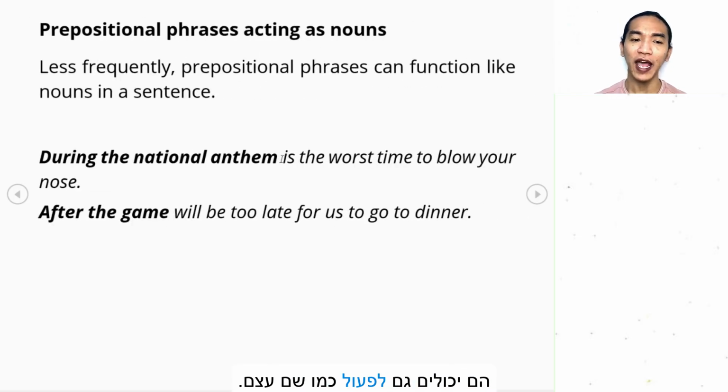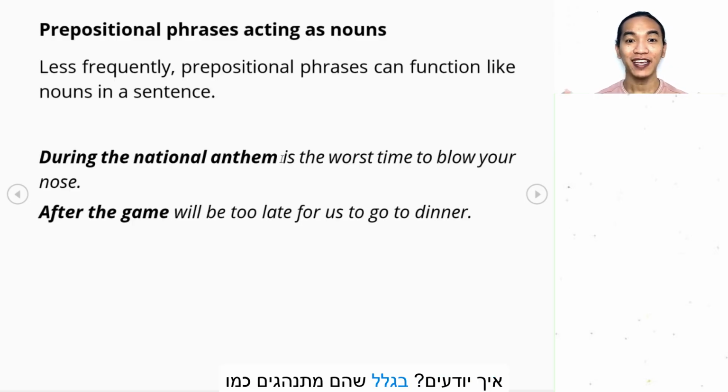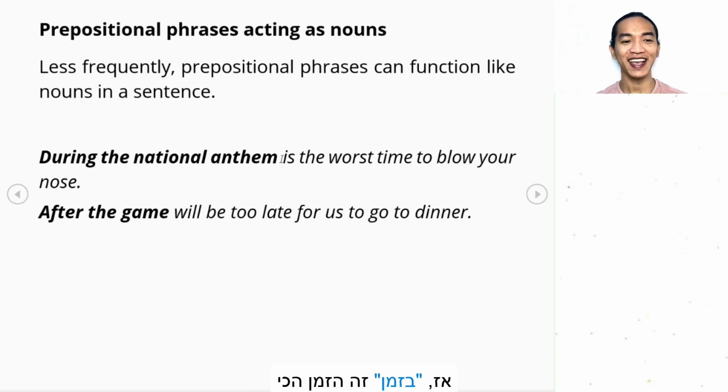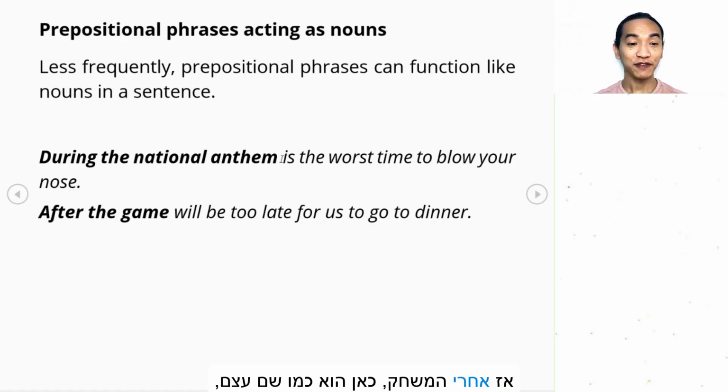So they could also act as nouns. How do you know? They act like a subject in your sentence. Example, during the national anthem is the worst time to blow your nose. Okay? So during the anthem is the worst time to blow your nose. After the game will be too late for us to go to dinner. So after the game here is like a noun.